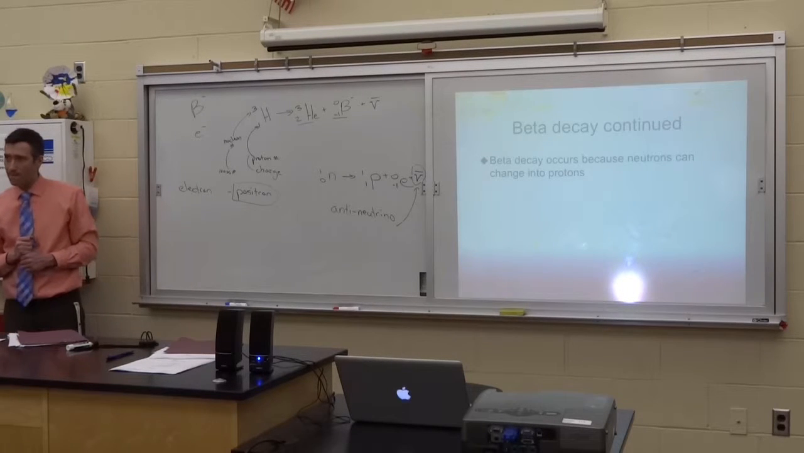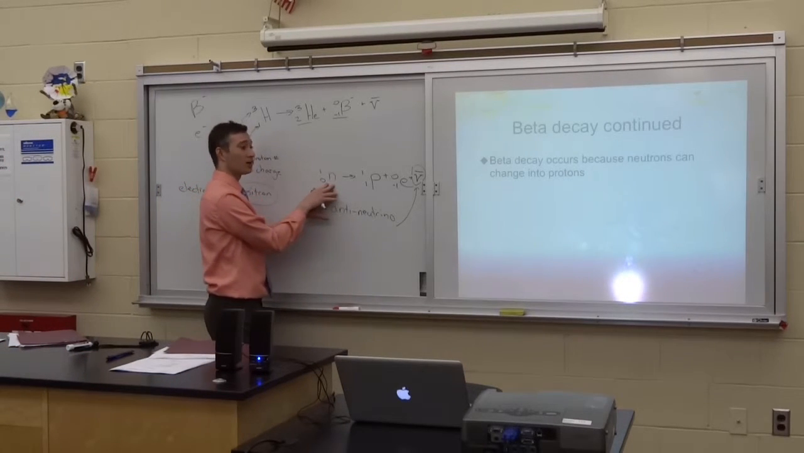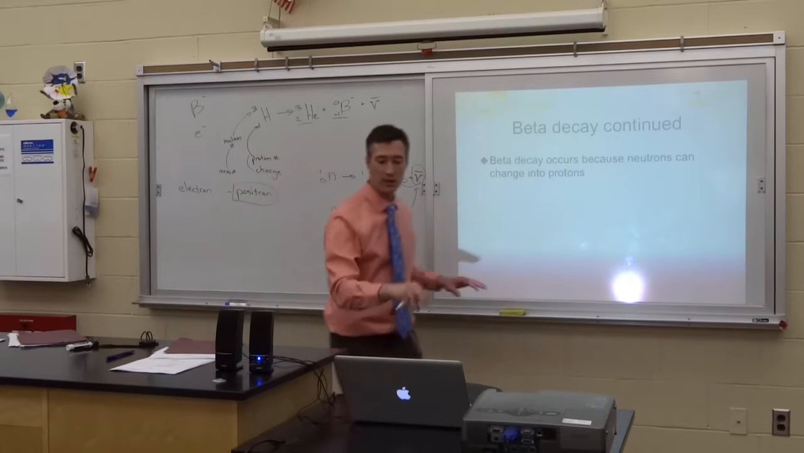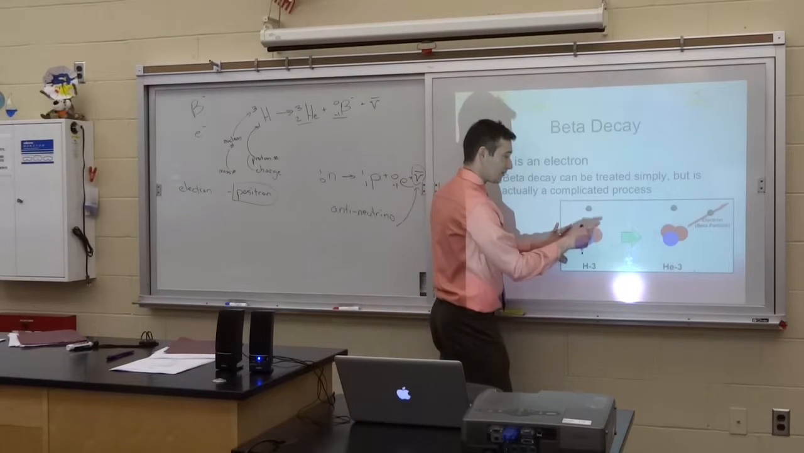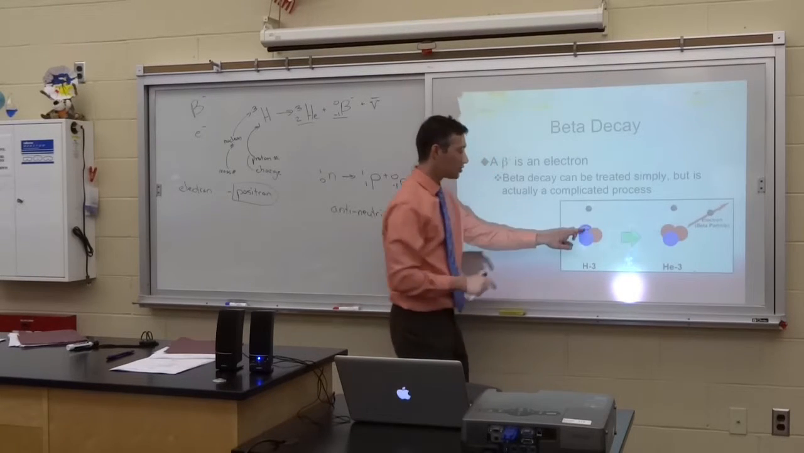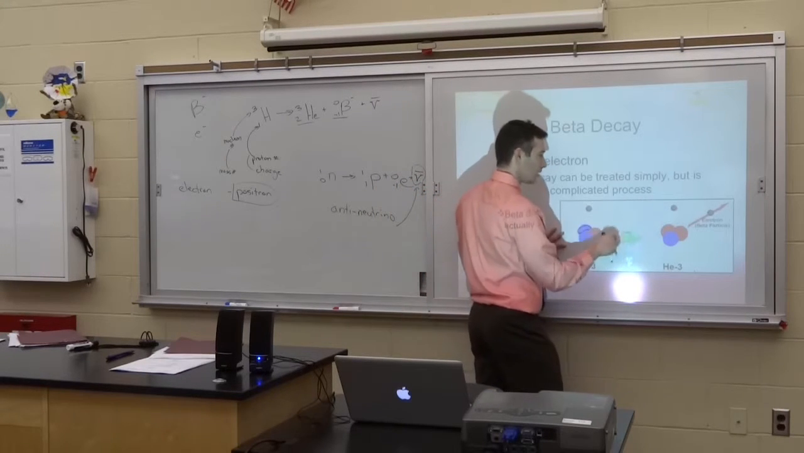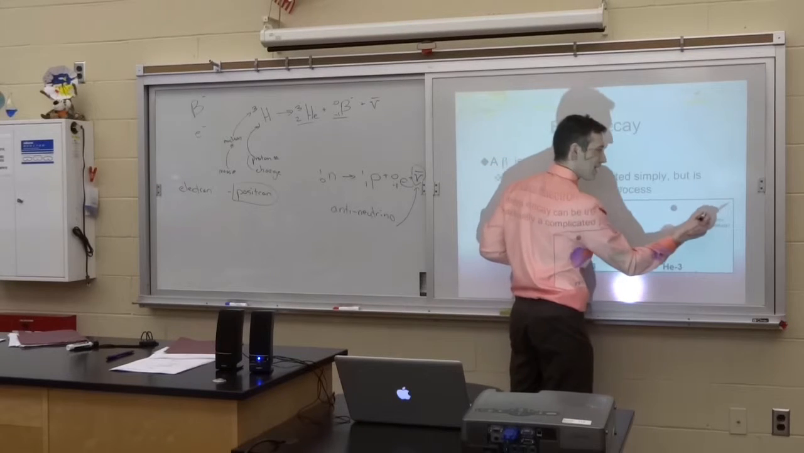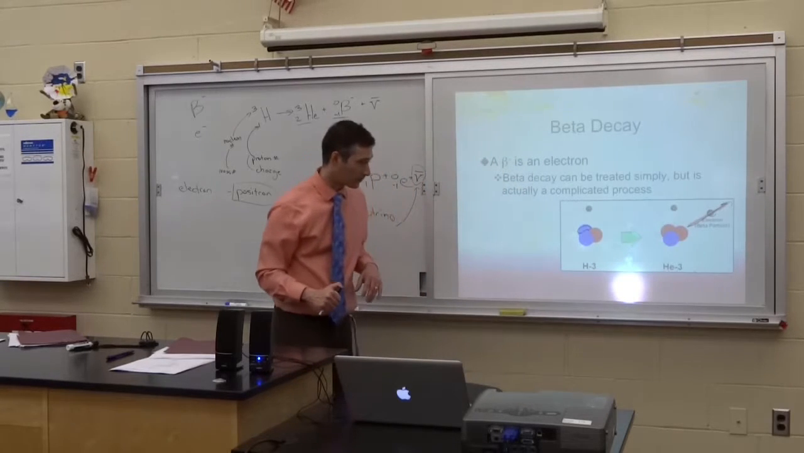Is there a reason why the antineutrino is there? I'm going to say yes, and I'm going to answer that, but I don't know that I'm going to fully answer it. Let's go back to the example we had in the last slide. We have a hydrogen 3, and we have one of these neutrons sitting here. This neutron turns into a proton, and we have this beta particle, this electron, that gets shot out that way.